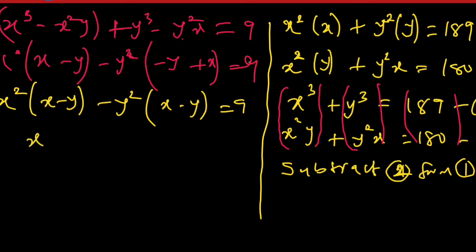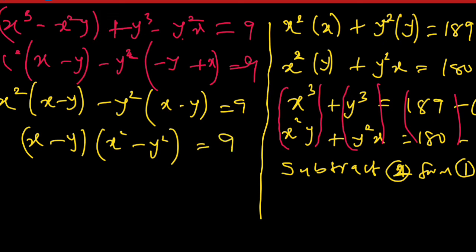I'll be having x minus y into brackets x square minus y square. Since x minus y is common to both of them, you can easily factorize it out. Everything equals 9. Now this is a cubic equation whereby I'll be having 3 values of my x, but I can easily do something here. So from here, we notice that x minus y equals 9.